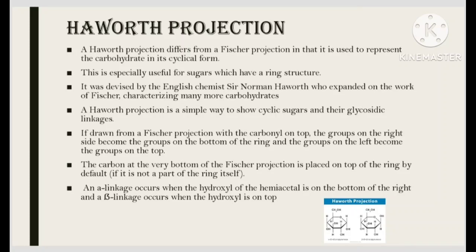If drawn from a Fischer projection with the carbonyl on top, the groups on the right side become the groups on the bottom of the ring and the groups on the left become the groups on the top. The carbon at the very bottom of the Fischer projection is placed on top of the ring by default, if it is not a part of the ring itself. An alpha linkage occurs when the hydroxyl of the hemiacetal is on the bottom or right, and a beta linkage occurs when the hydroxyl is on top.